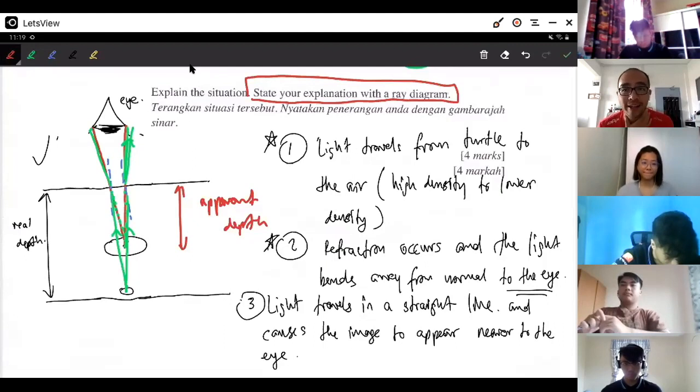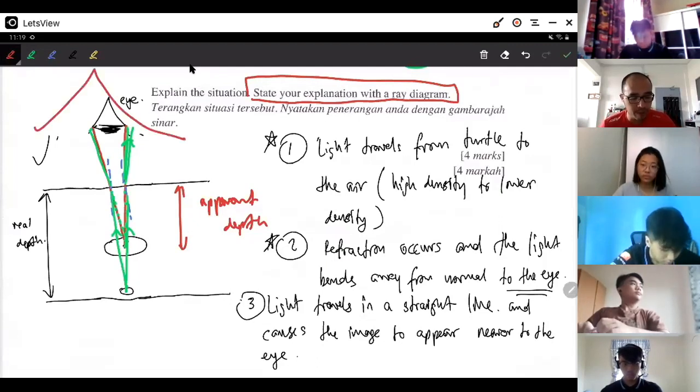Of course, my diagram is very ugly. I should draw it much bigger. Maybe I should draw the eye like this big, and then senang kita mau nampak. Then it's very easy to see. Travel from here to here.